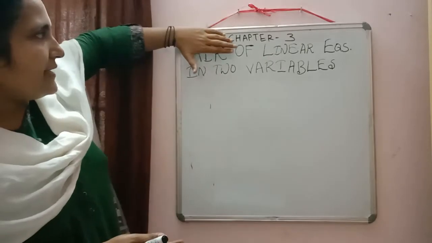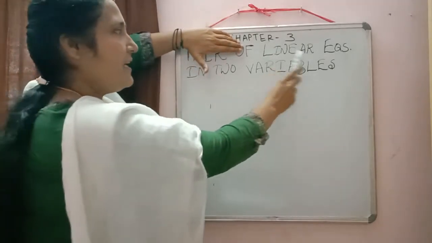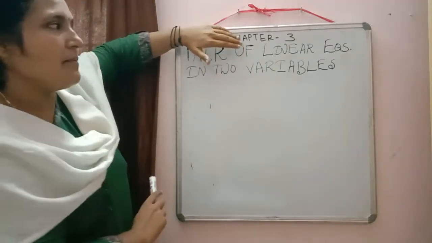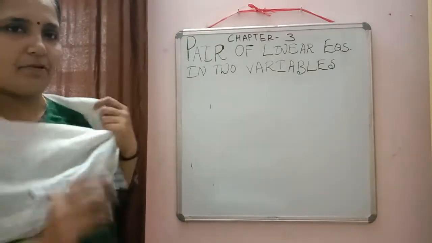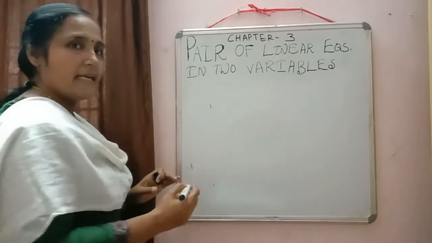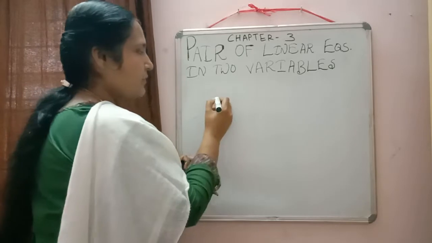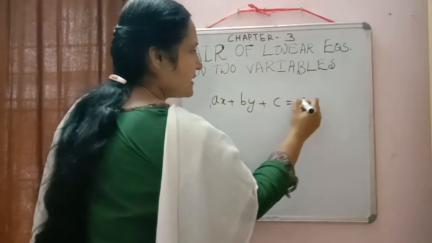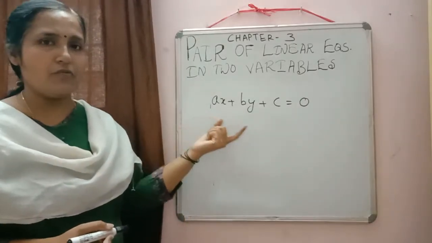If I hide "pair of", we studied linear equation in two variables in 9th class. So we'll just revise the concept. What are the things we studied in 9th class? In 9th class we studied the general form of linear equation in two variables, that was ax plus by plus c is equal to 0.